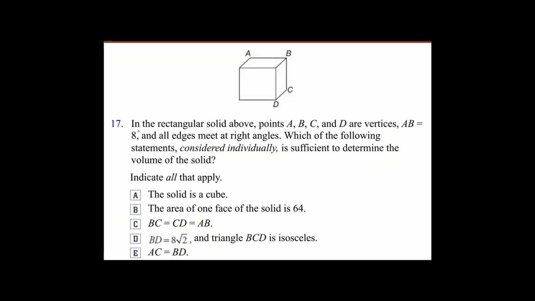In question 17, it says that in the rectangular solid above, in this rectangle, A, B, C, and D are vertices, and AB is 8. This line, which we call an edge, is 8, and all the edges meet at right angles. What is a right angle? It means that when two edges are meeting, the angle between them is 90. The angle between these two is 90.